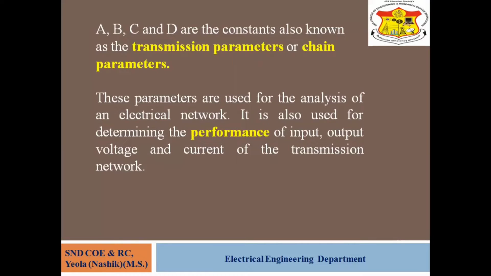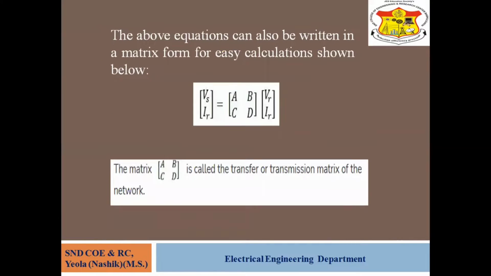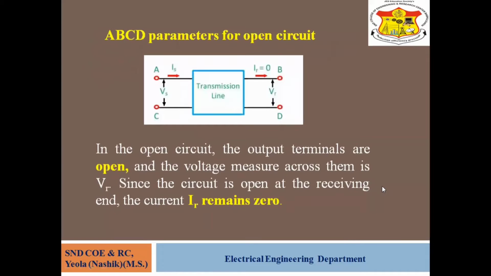These parameters are used for the analysis of the electrical network. They are also used for determining the performance of input and output voltage and current of the transmission line or transmission network. The above equation can be written in matrix form for easy calculation, shown as: the column matrix Vs, Is is equal to the 2 by 2 matrix A, B, C, D into the column matrix VR, IR. The matrix ABCD is called the transfer or transmission matrix of the network.